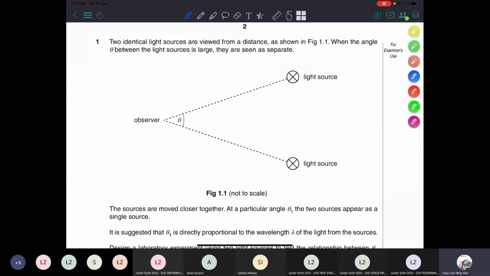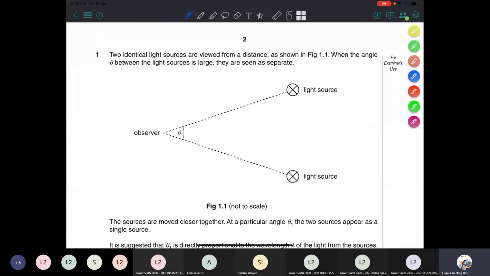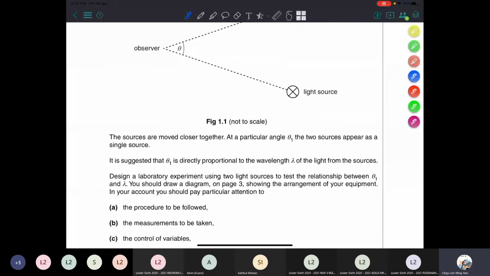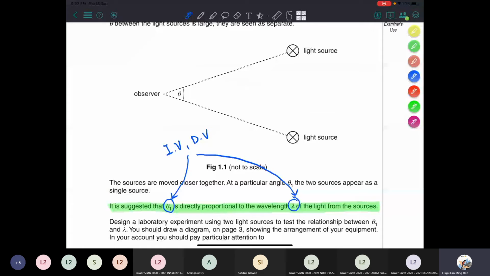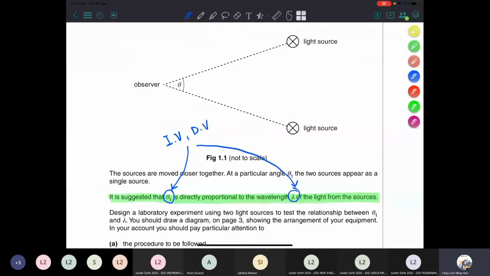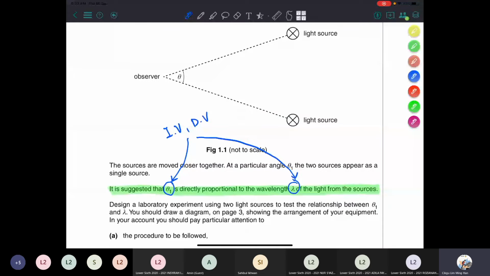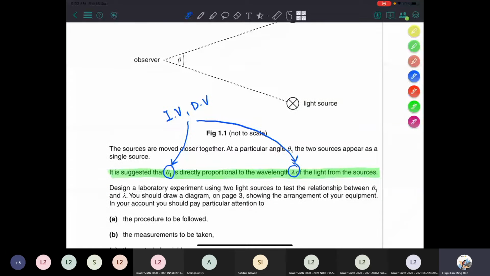Now, the first thing you do in your question 1 is look for the statement. Always look for this statement. Every time in your paper 5, there's always this statement here. There are 2 variables, theta 1 and lambda, so your independent variable and dependent variable must be one of them. There is no other choice, because this is what you want to do. You are suggested that theta 1 is directly proportional to the wavelength of the light source. Theta 1 is, at a particular angle, when 2 sources appear as a single source.